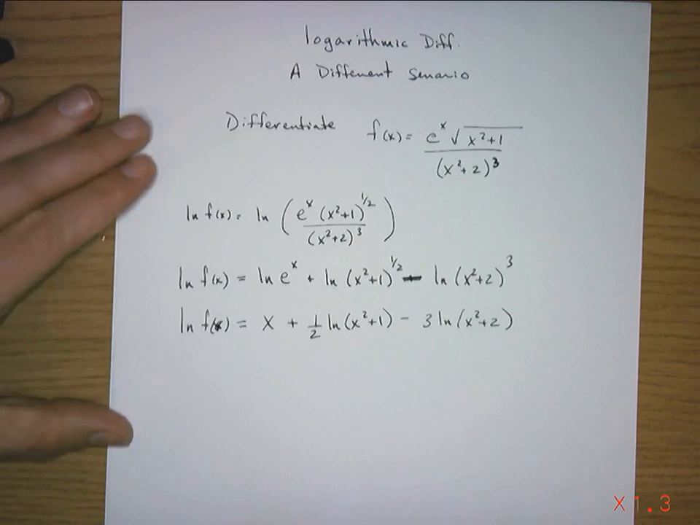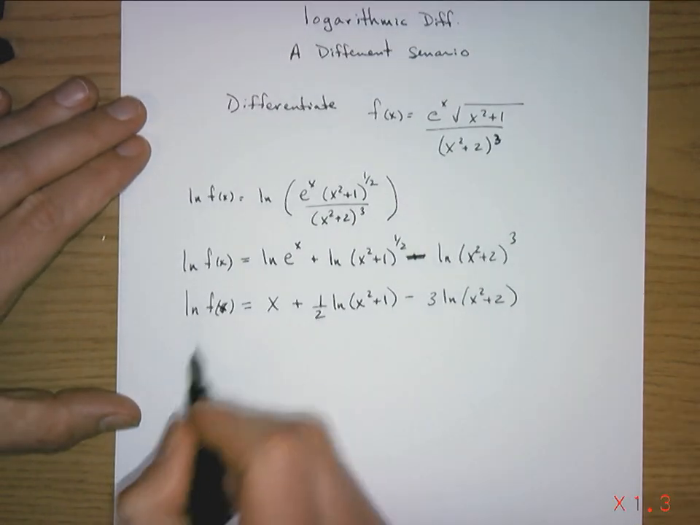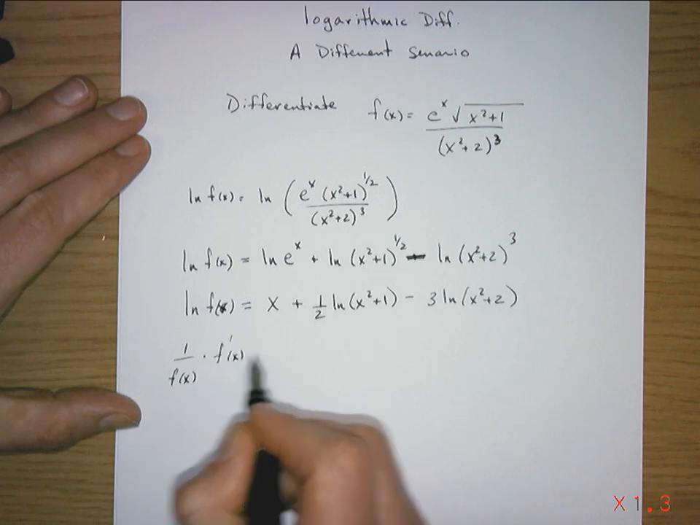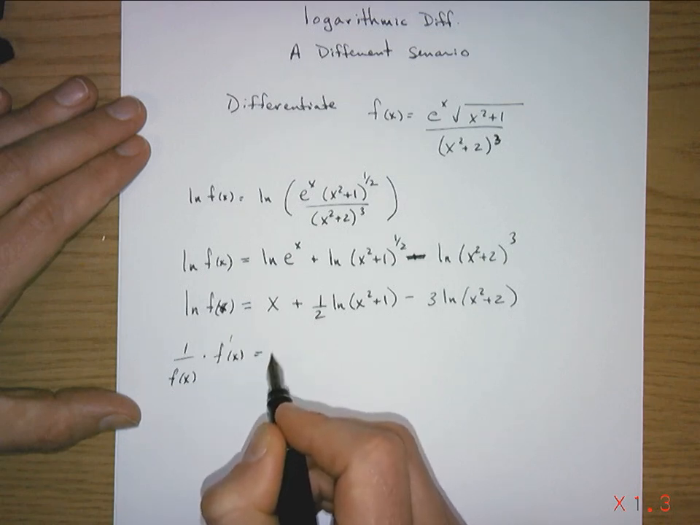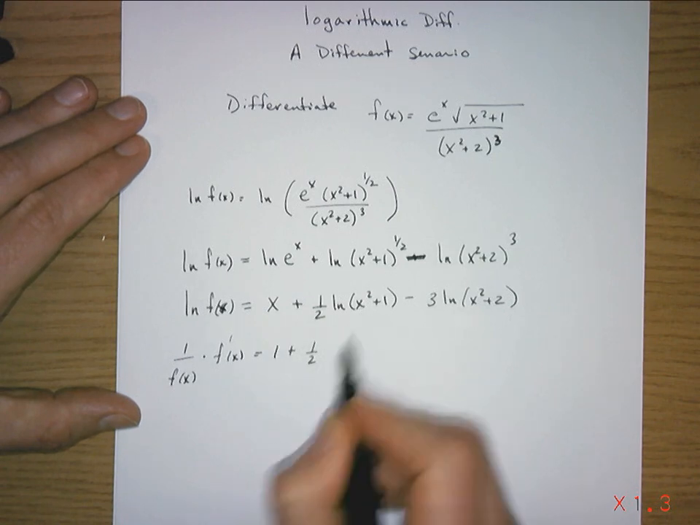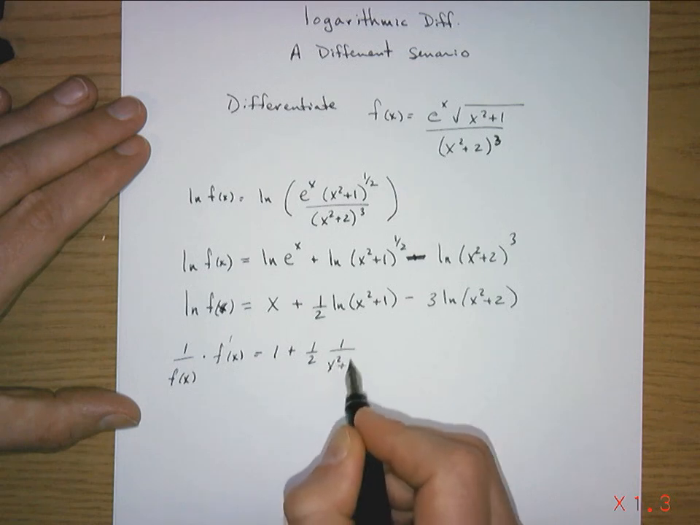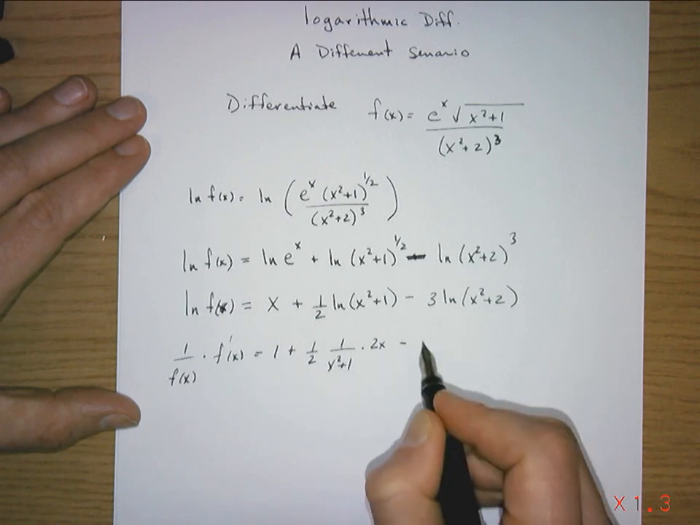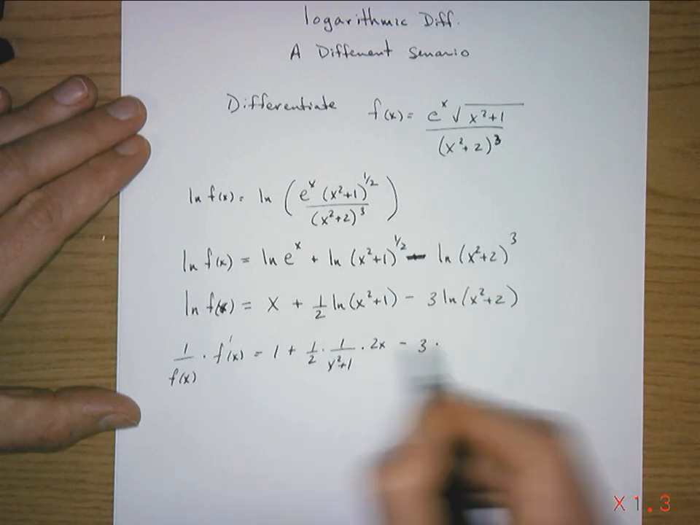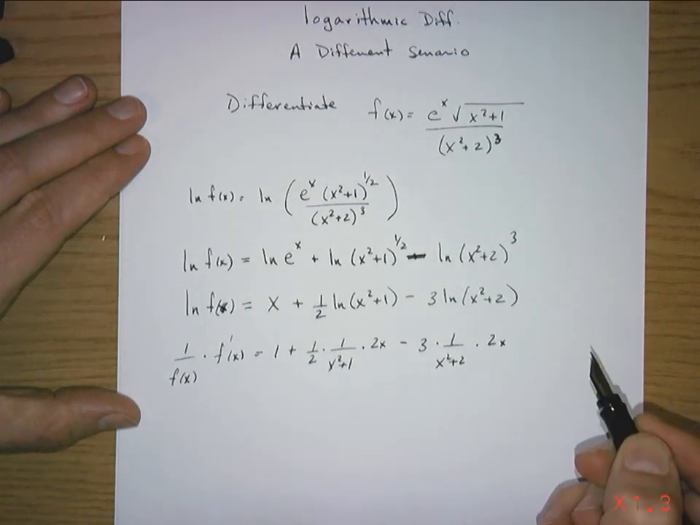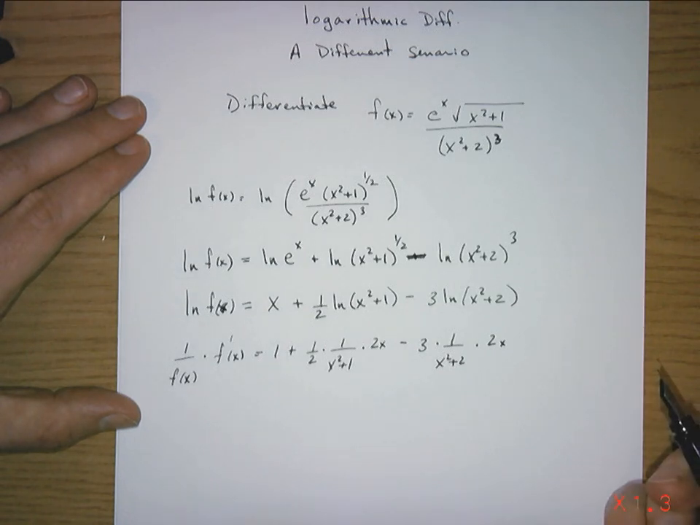And now I think I'm ready to take the derivative. So the derivative of this is going to be 1 over that. Derivative of x is going to be 1. The derivative of this, well, the 1/2 is outside the derivative. The derivative will be 1 over x squared plus 1 times the derivative of the inside, which is 2x. Subtract 3 times the derivative of 1 over x squared plus 2 times 2x. There you go. There's my derivative.